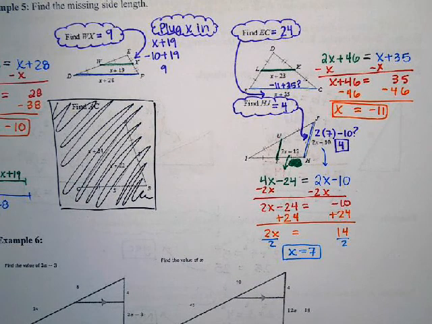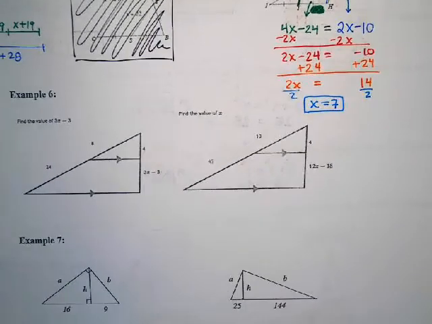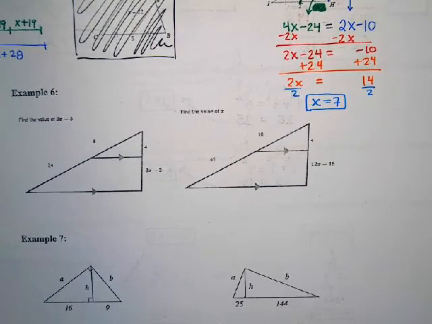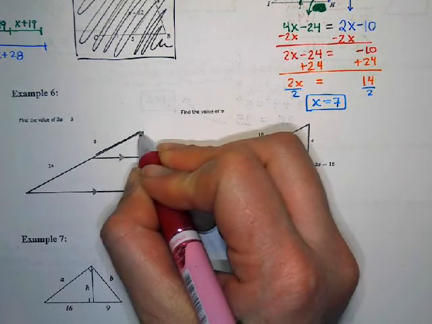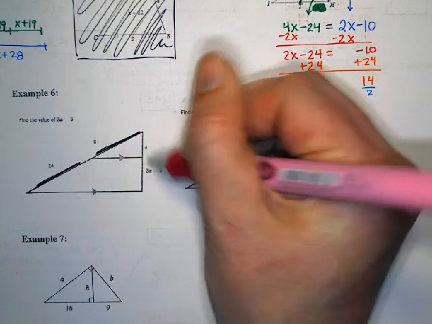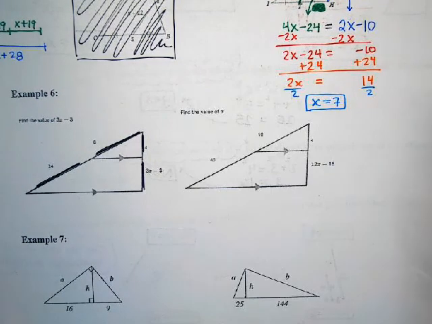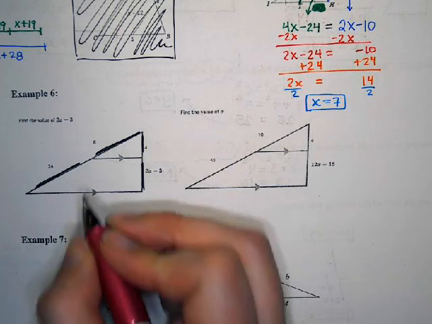How many expressions were there? We only had 2. When we go to example 6, on example 6 we now have that this is an 8, this is a 24, this is a 4, and this is a 3x minus 3. There are now 4.